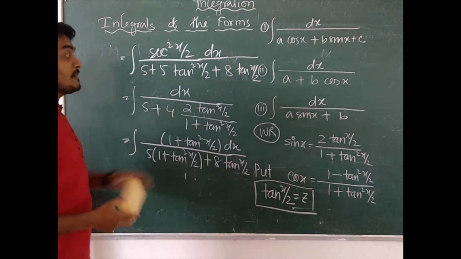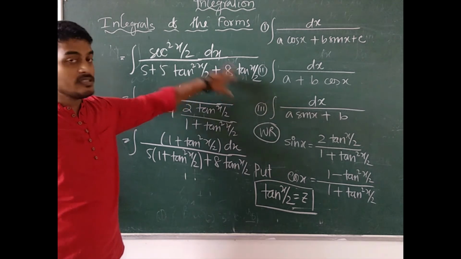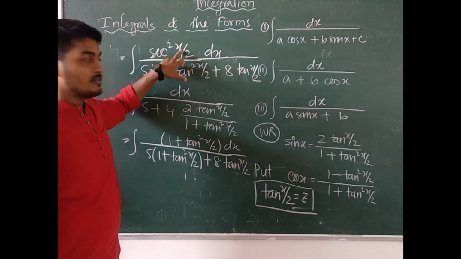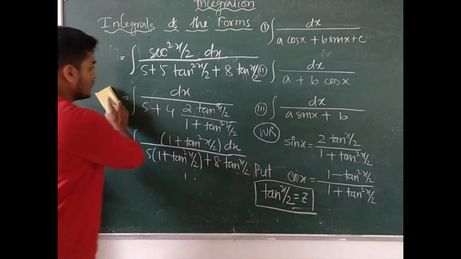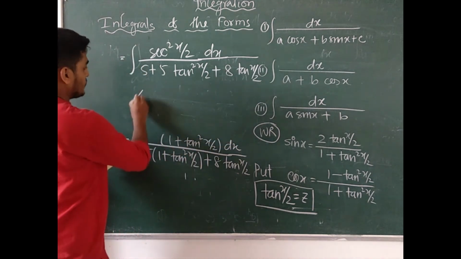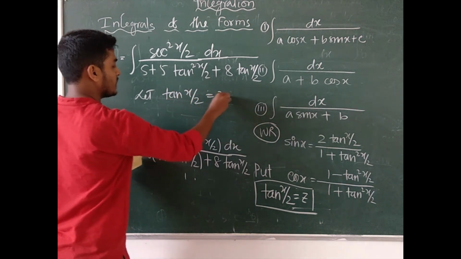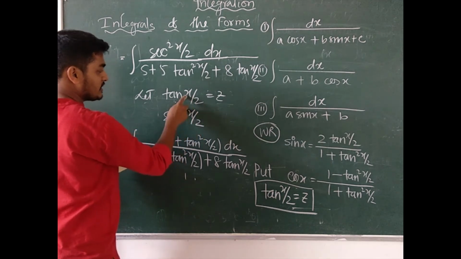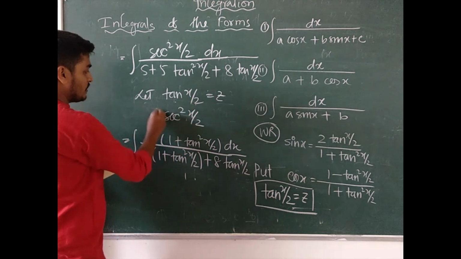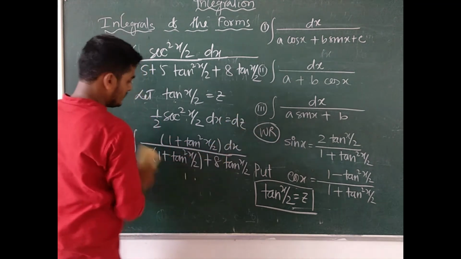Now we can easily substitute tan x by 2, because the derivative of tan x is equal to what? Sec square x. So let tan x by 2 equal to z. What is the derivative of tan x by 2? Sec square x by 2. But what is the coefficient of x? Half. That's why you have to multiply it by half. dx equal to dz. Okay.